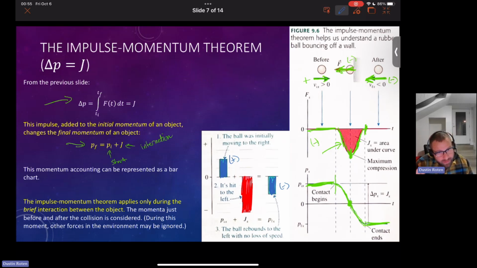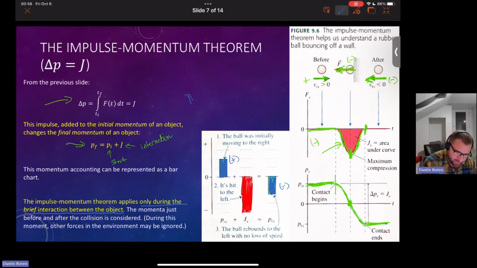So the impulse momentum theorem, this is important, only applies during the brief interaction between the objects. So of course there's gravity and all this other stuff going on. We're not worried about that right now. We're just worried about the brief interaction. So only the momenta just before and after the collision is considered.